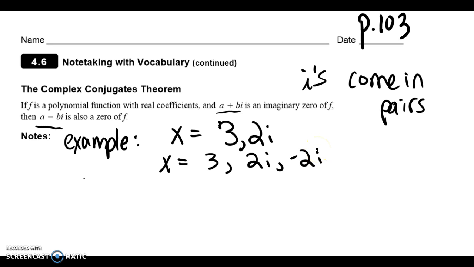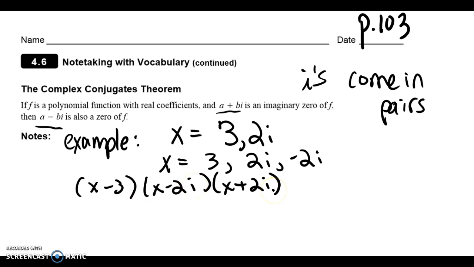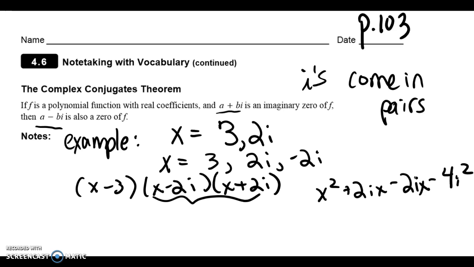So we're going to put these back into parentheses, make sure the signs go opposite, and then we're going to FOIL this out. Let's first FOIL the binomials with i. So we'll have x times x, and we'll have x squared, x times 2i, 2ix, negative 2i times x will be negative 2ix, and then negative 2i times positive 2i will be 4i squared.